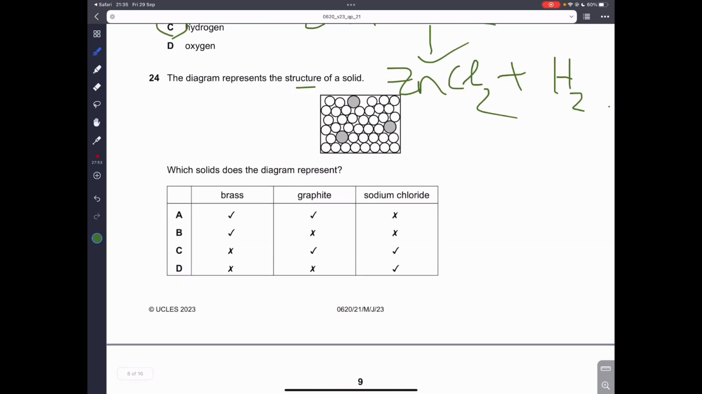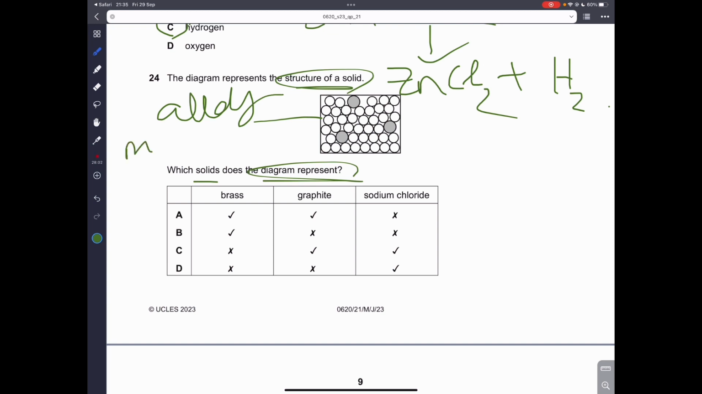So 24. The diagram shows the structure of a solid. Which solid does the diagram represent? This looks like an alloy, which is basically a mixture of metals. You see there are different size atoms. This clearly says that this is going to be an alloy. Why is it not graphite? Well, graphite is made up of only carbon atoms. You can see there are 2 different size atoms, so it's clearly made up of more than 1 type of atom.